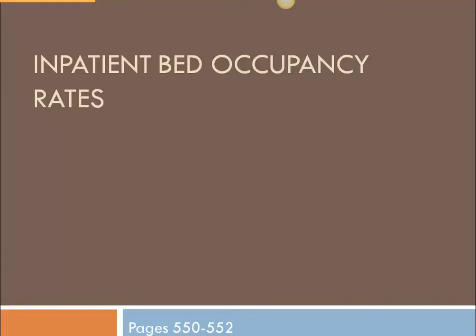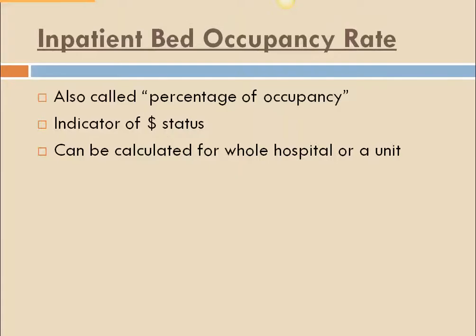The next statistic that we're going to be learning to calculate is the inpatient bed occupancy rate. This is covered in your textbook on pages 550 to 552. The inpatient bed occupancy rate is sometimes also referred to as the percentage of occupancy, and like some of the other statistics that we've looked at, it can be used as an indicator of the financial status of the facility.